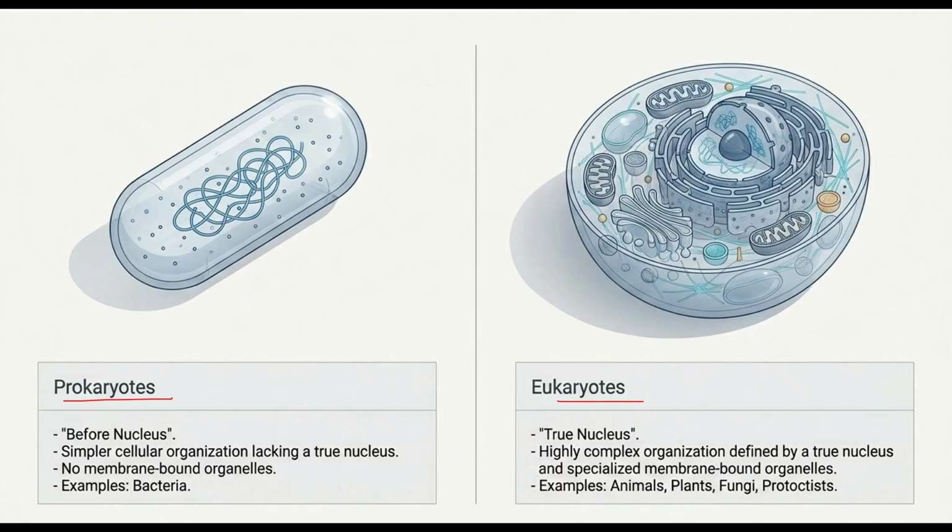But what about eukaryotic cells? They are found in animals, plants, fungi and protists. And these are more complex. They possess a true nucleus containing linear chromosomes and a variety of membrane-bound organelles that compartmentalize cellular functions. These structural differences contribute to the greater complexity and specialization observed in eukaryotic organisms. Clear?